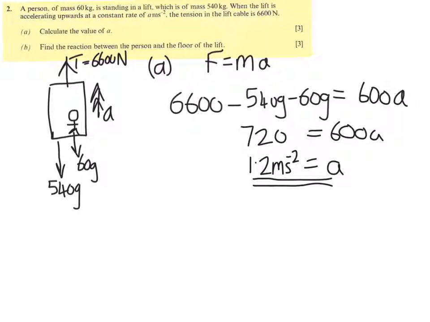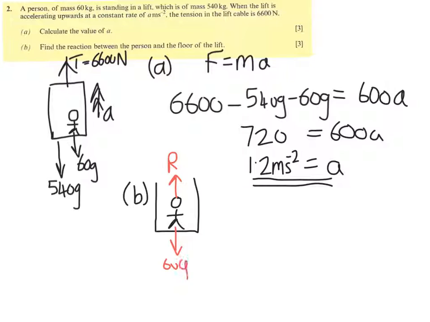Right, part B. For part B, we need to find the reaction between the person and the floor of the lift. So now I'm not interested in the lift, I'm interested in just the person. That person is standing there. That person has a reaction, R, acting up off the floor, and their weight is acting down, which is 60 g. I'm only interested in those two forces now.